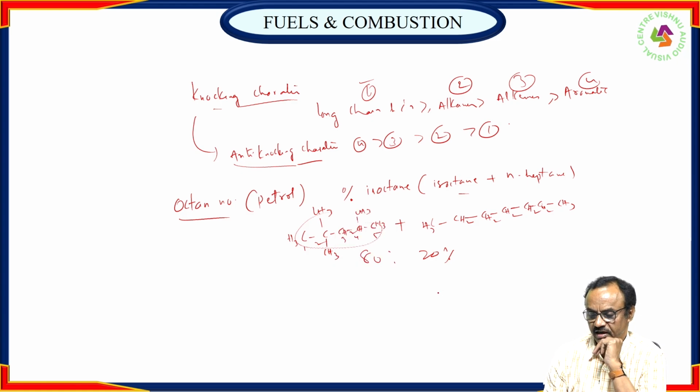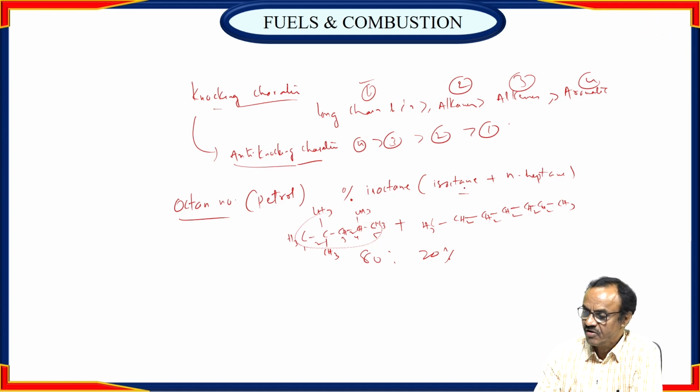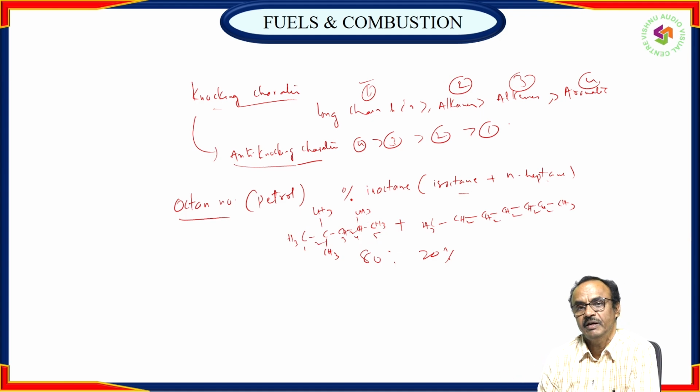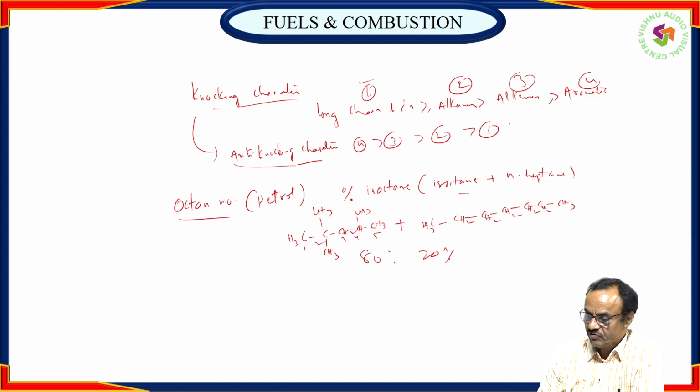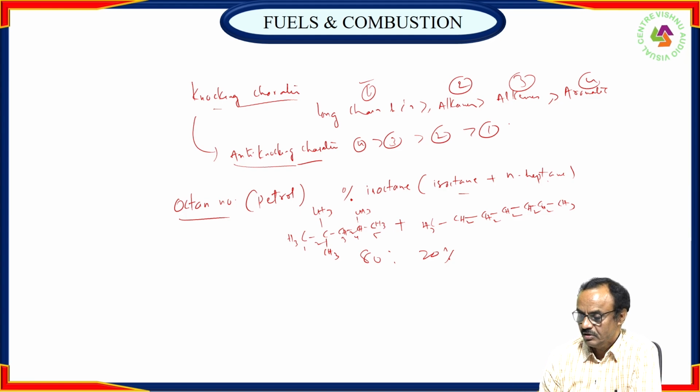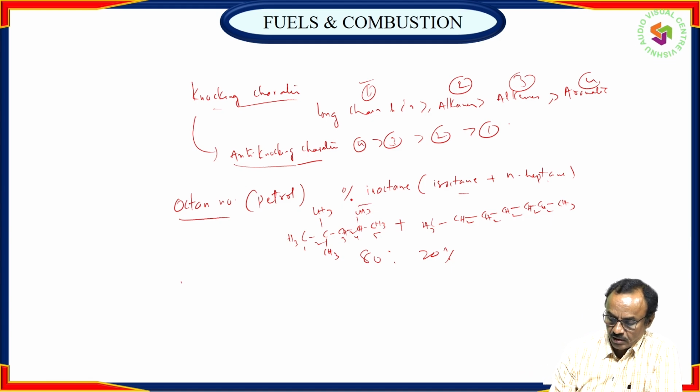So anti-knocking character of petrol is expressed in terms of octane number. Octane number can be defined as the percentage of isooctane in a mixture of isooctane and N-heptane. They should be mixed in the ratio of 80:20. Next, cetane number.